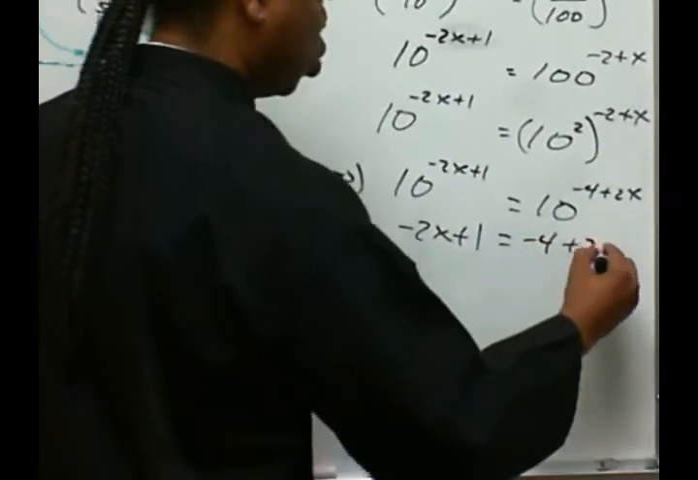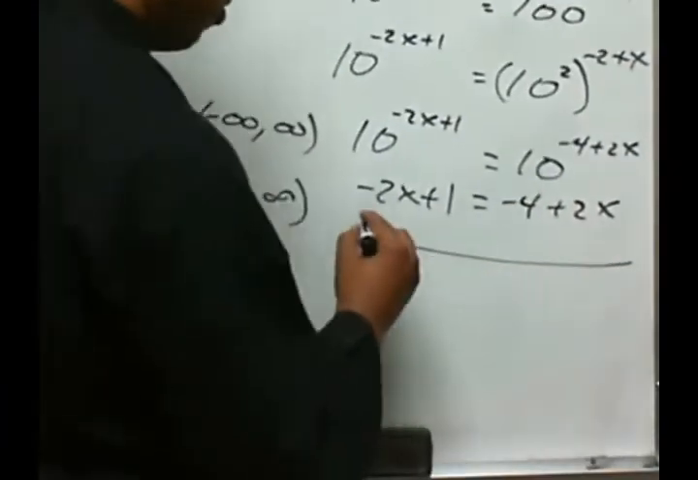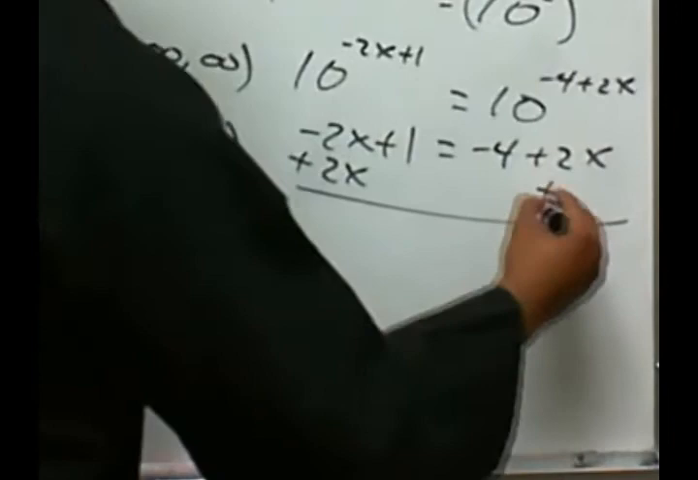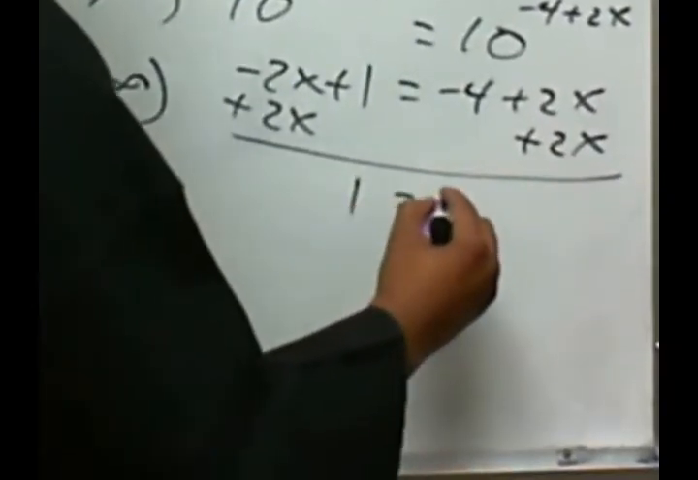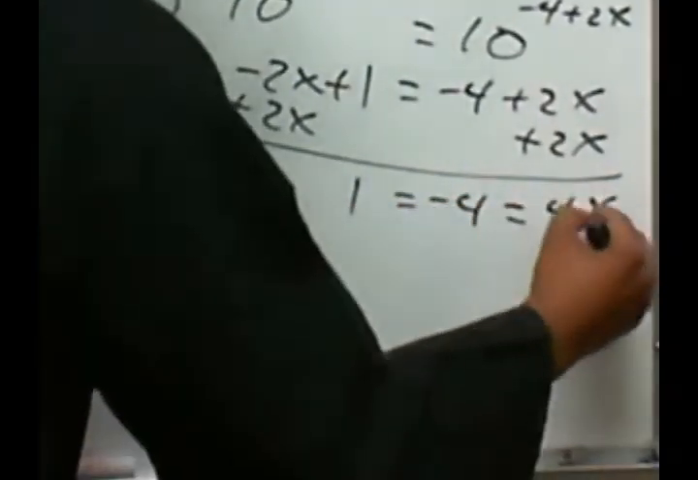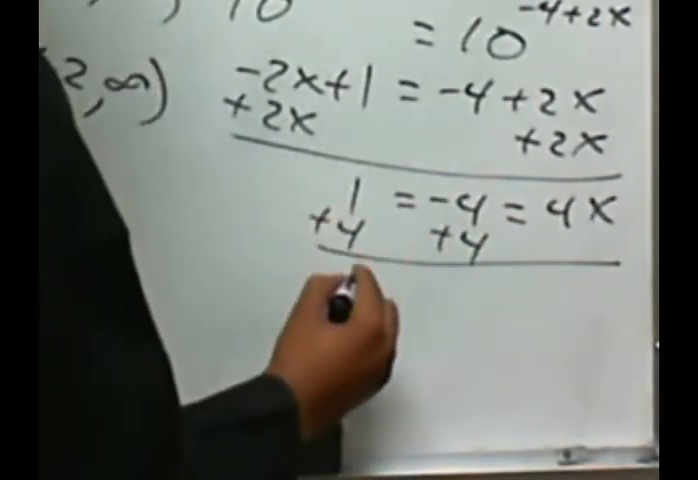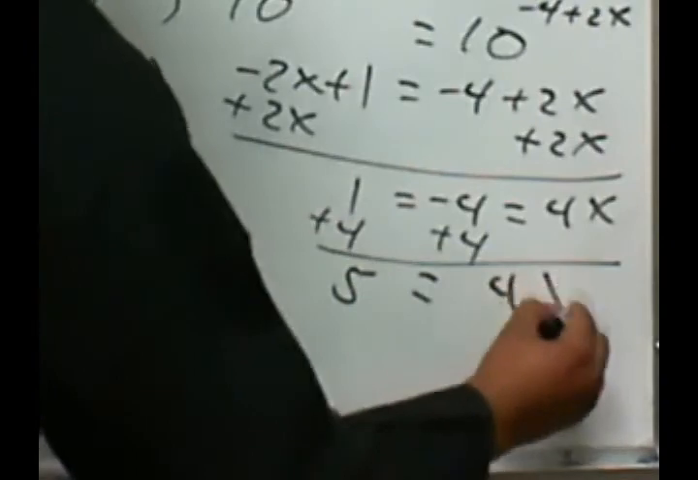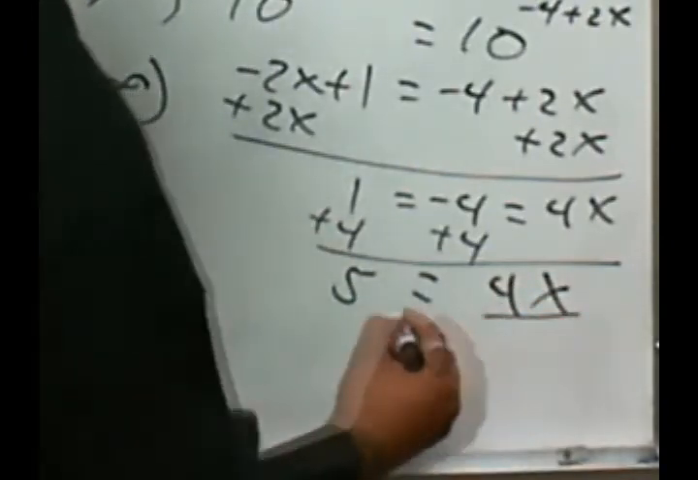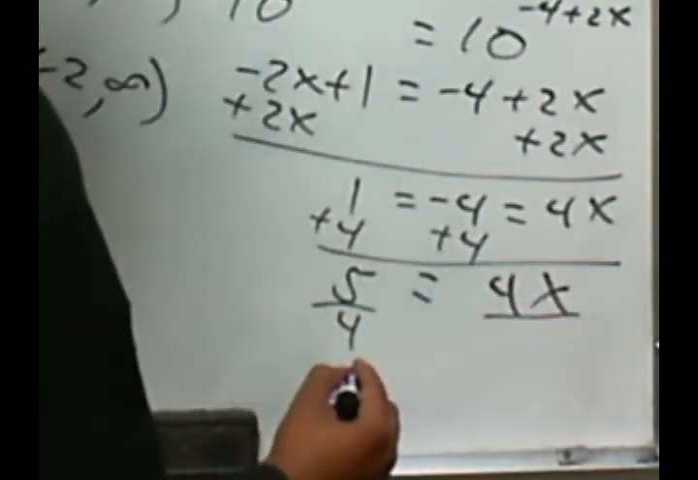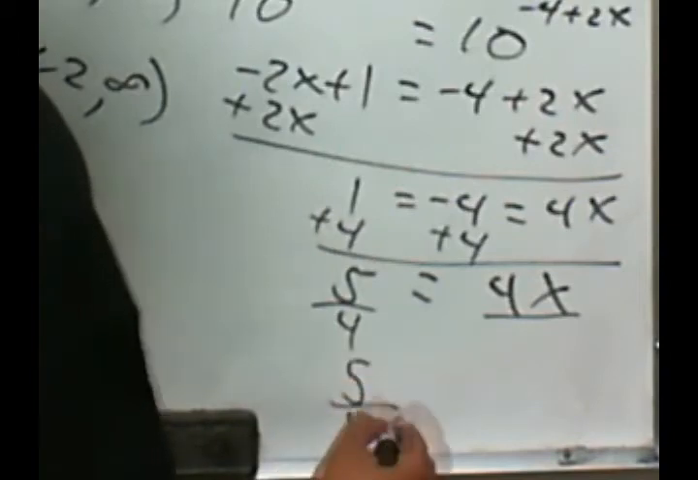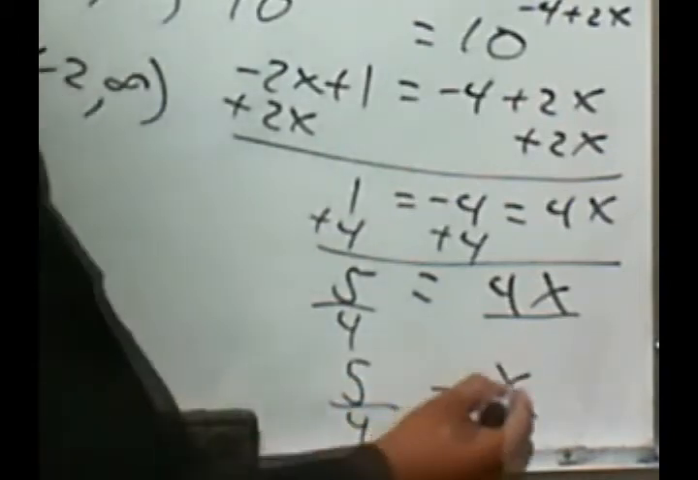Then solving for x by adding 2x to both sides, I get 1 equals negative 4 plus 4x. Then I add 4 to both sides, and I get 5 equals 4x. Dividing both sides by 4, I get 5 over 4 equals x.